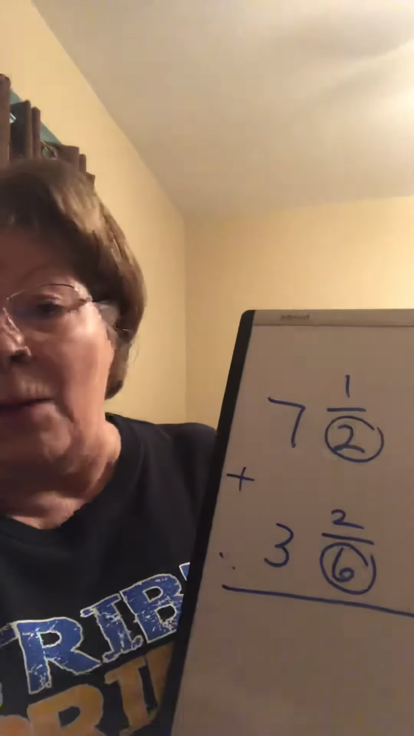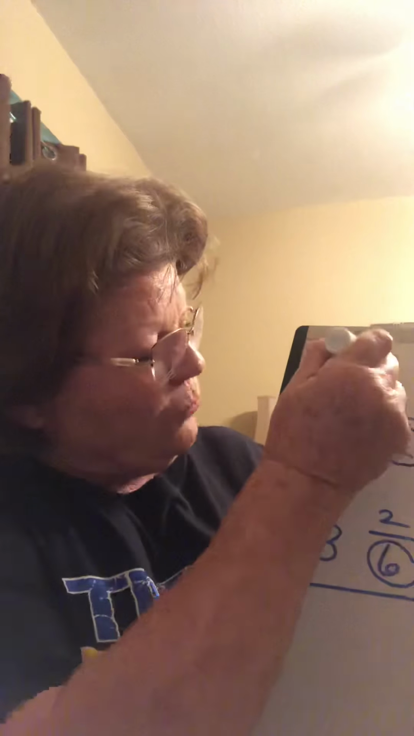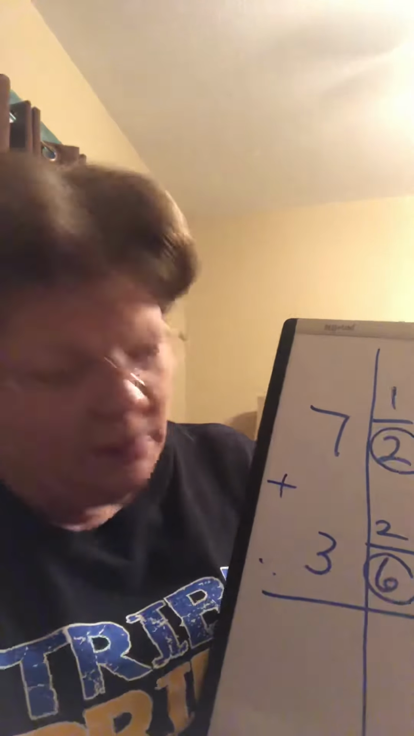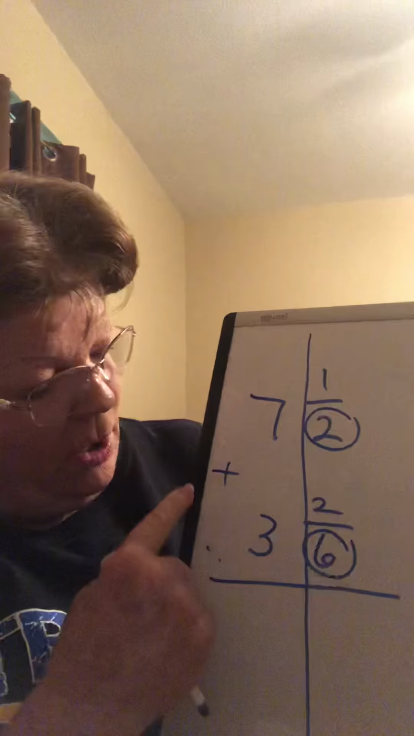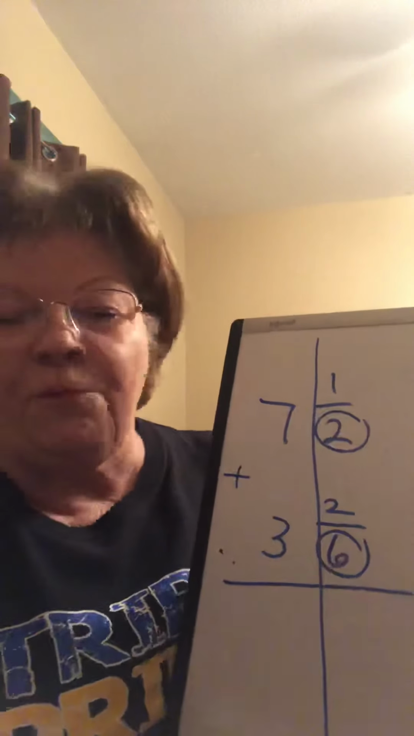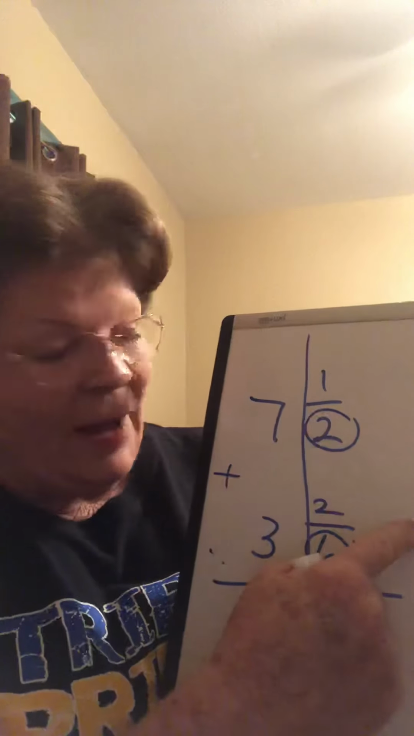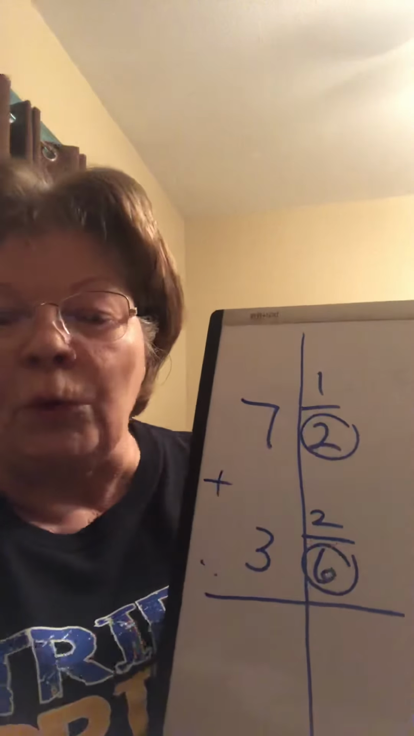Step 2 is what I call my river. I'm going to draw a river, and that's one of those things that's not really math, but I like it, between the whole numbers and the fractions. This is the fraction world. This is the whole number world.